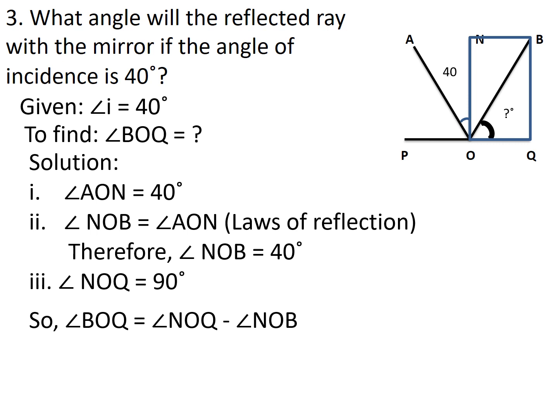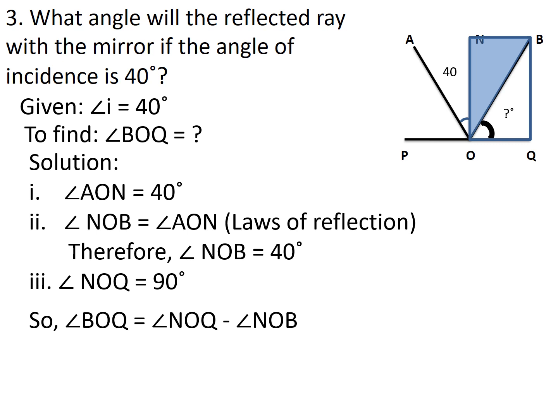This is what I know. I know this entire part. Just look at the diagram. I know the entire part, that is NOQ. I know it is total 90 degree I have. That entire thing is 90 degree. From this, if I subtract this area, that is if I subtract from that entire 90 the NOB, then I will get BOQ. Okay, I hope this is clear.